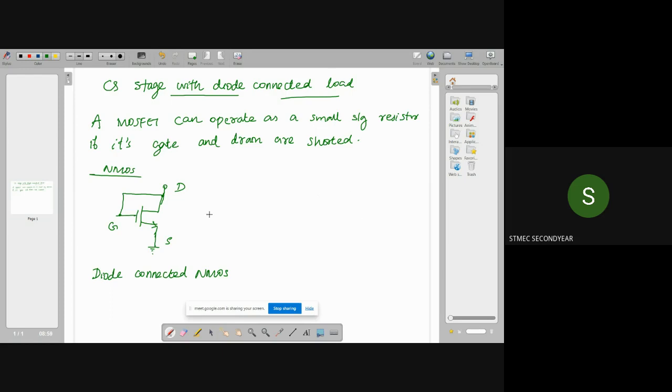Corresponding to this diode connected NMOS, we can first draw the small signal equivalent model.